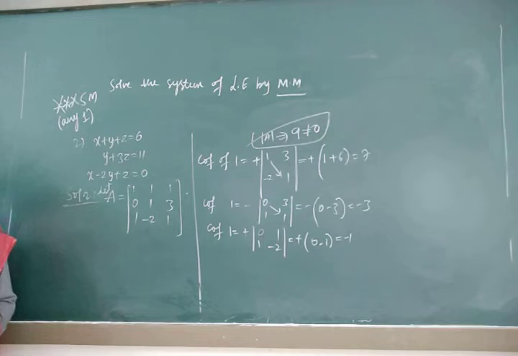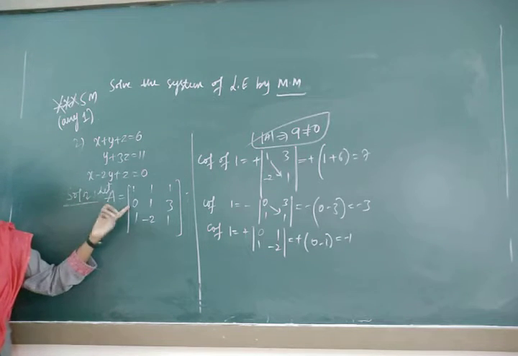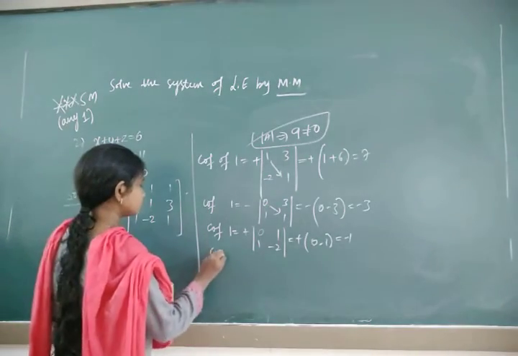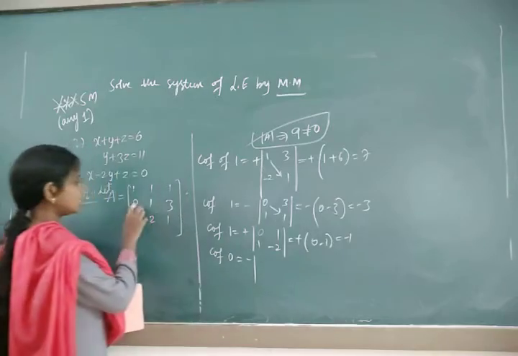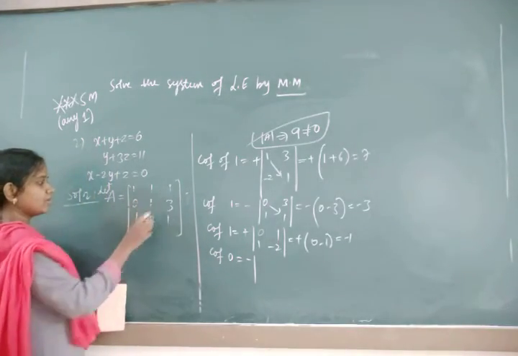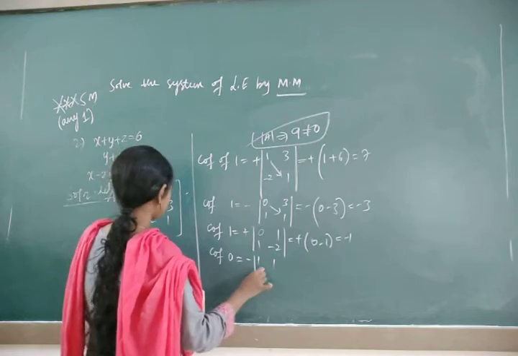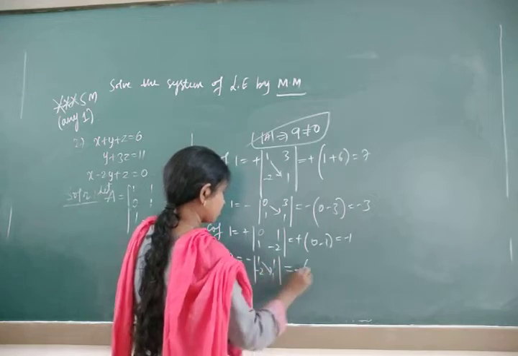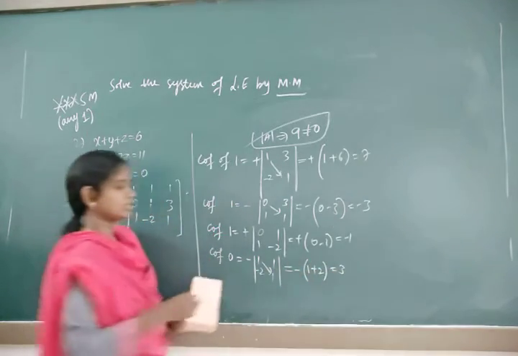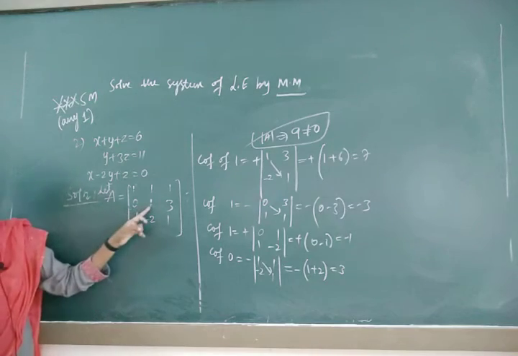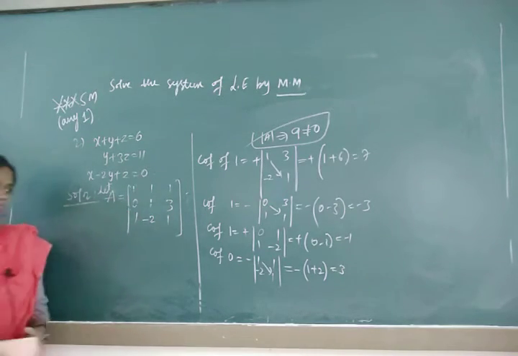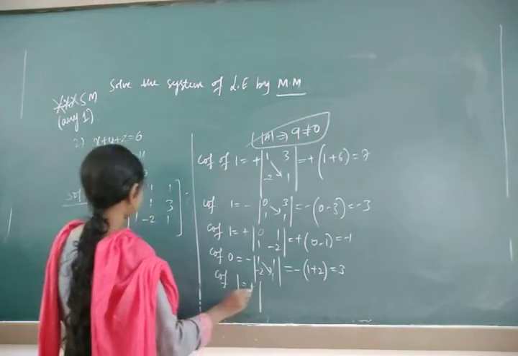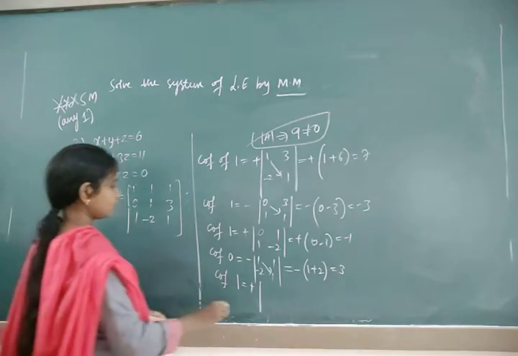Check it out. Next I will move on with the second row cofactor. It's a 0, but sign will be minus. Cofactor of 0 is equal to minus, deleting second row, first column means it will be 1 1 minus 2 1. It's a 3. Next I will take cofactor of 1, again deleting second row, second column, it will be 1 1 1 1.